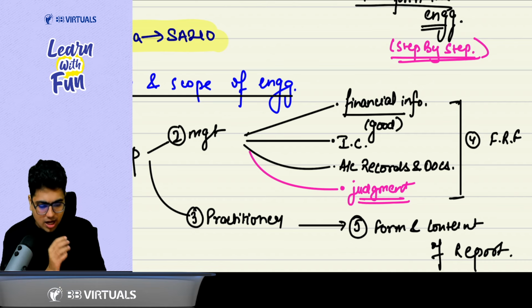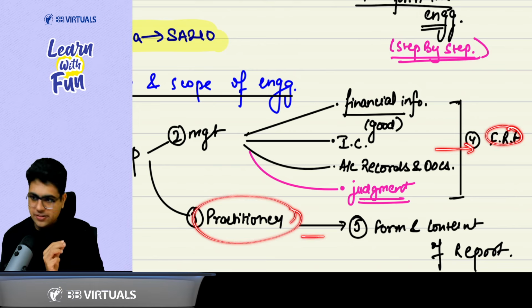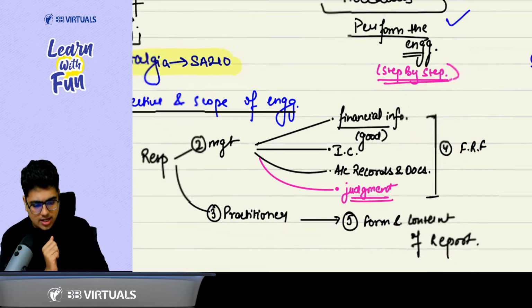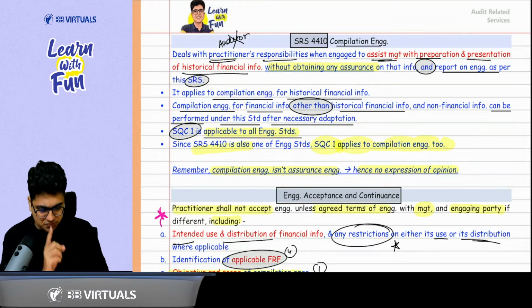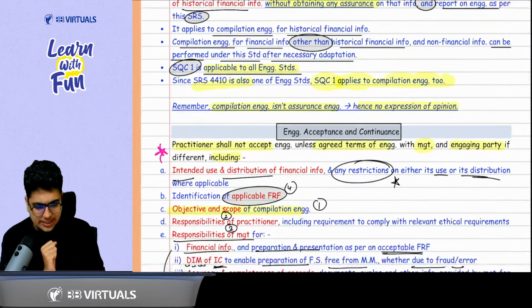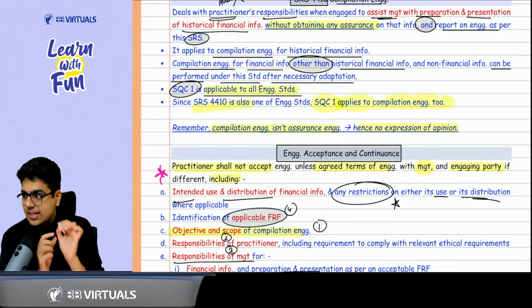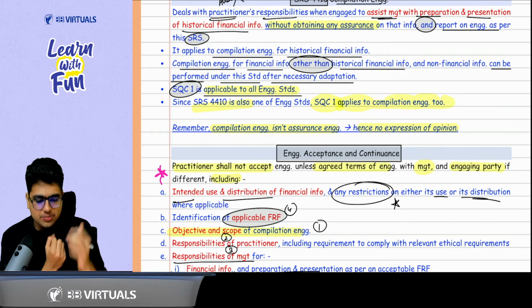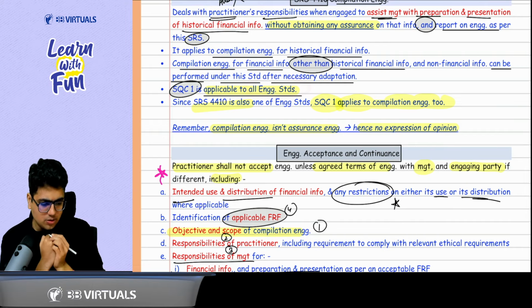Got it, sir. Now, with the management responsibility, we link the FRF. With the practitioner responsibility, we link the form and content of report. Clear? Clear, sir. Now, sir, what was the next topic? Before the next topic, remember, since SQC 1, that is the standard on quality control, is applicable to all engagement standards, it is applicable to SRS also. Okay, sir.